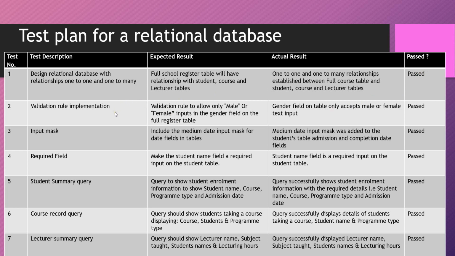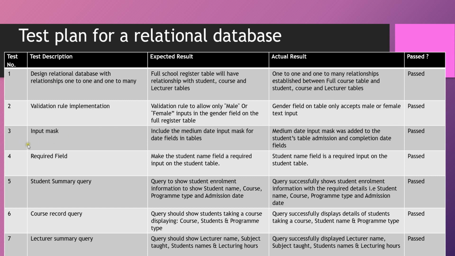The other one was implementing validation rules. We had done a different validation rule previously in another exercise, but for this particular database, we implemented a validation rule for the gender field on the full register table. So the expected result was the validation rule should allow only male or female as the input. And at the end of the day, that was what happened. It will only accept male or female as the text inputs there. Anything else you put there, it will give you a pop-up, an error message.